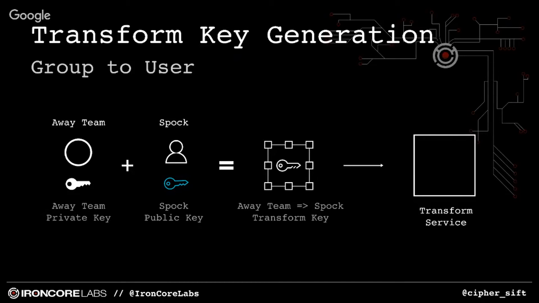Okay? So essentially, this is public key crypto, right? We have our group, which has a public and private key pair. Essentially, we just think about it like an entity, right? And I have a user that I want to add to that group. So a transform key is generated that will transform data from the away team to Spock. And that key is in the transform service. Make sense? Cool.